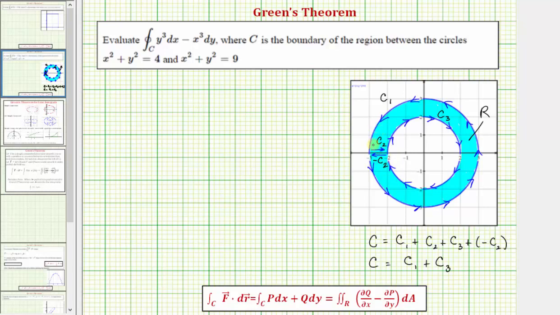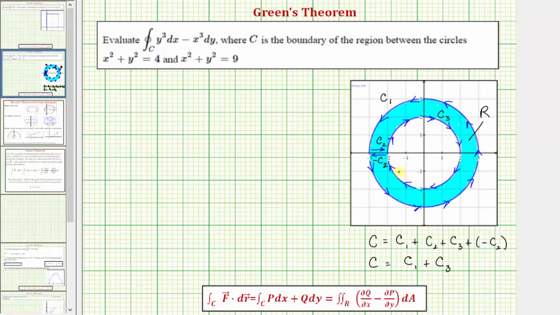So notice how if we were to start here and trace around the outer circle, this is a positive orientation because the region R is on the left of the curve. And then we stop here and go to the inner circle. And then notice how we're going clockwise around the inner circle, but still the region R is on the left side of the curve, and therefore we still have a positive orientation.